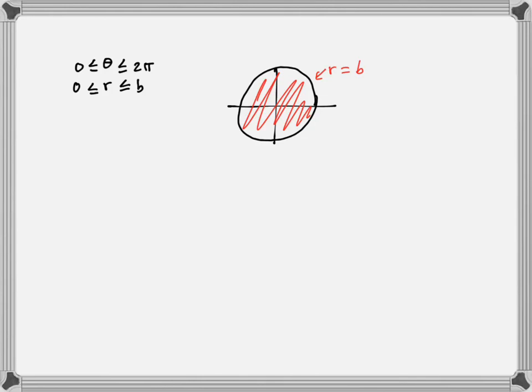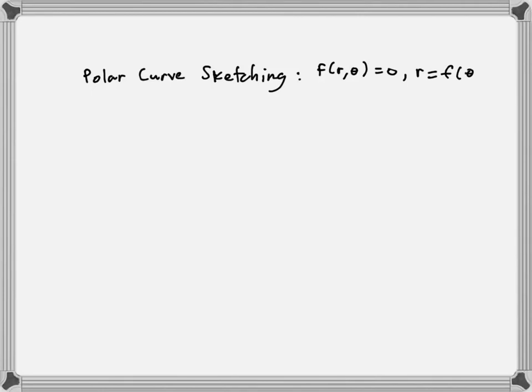Now, what we want to practice, though, is being able to sketch general polar curves. So let's shift our discussion now to polar curves. Remember, polar curve sketching is when you have f of r, theta equals 0, but what we usually want is to have it in terms of theta, right? We want to have r isolated, r equals f of theta.